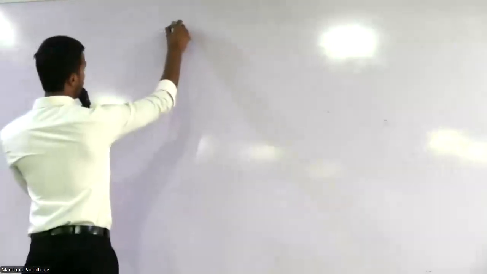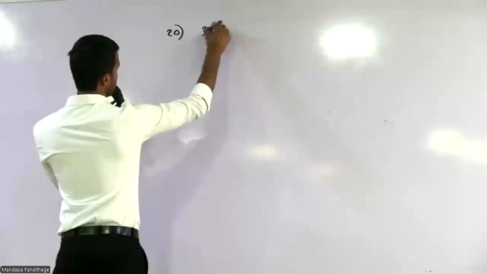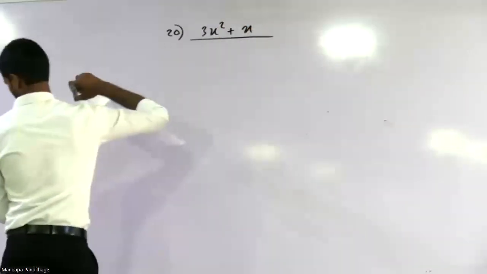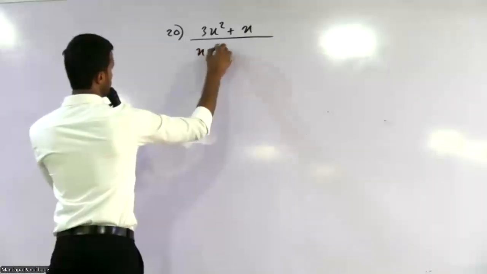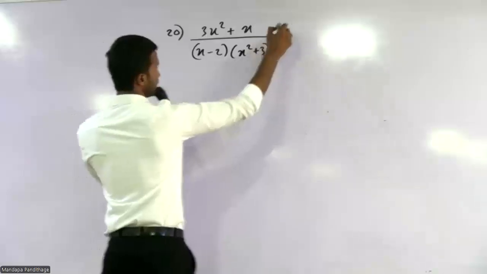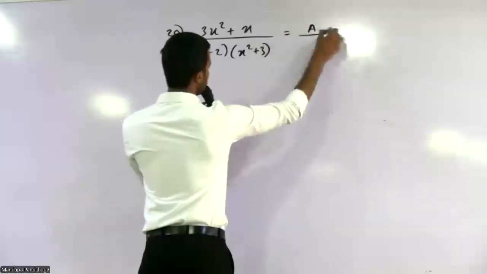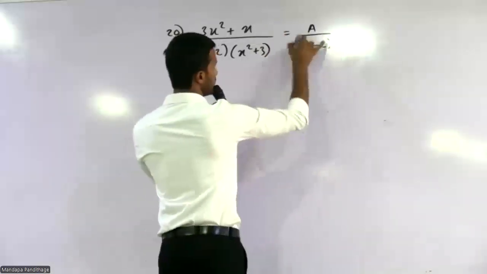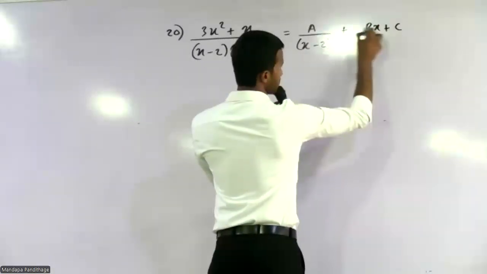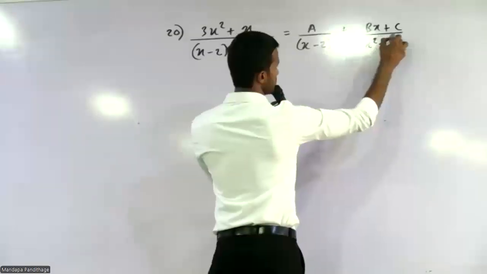Okay, let's see question number 20. Question number 20: 3x squared plus x divided by (x minus 2)(x squared plus 3). So here it's A over x minus 2. Since we have used A already, the next one should be (Bx plus C) over (x squared plus 3).